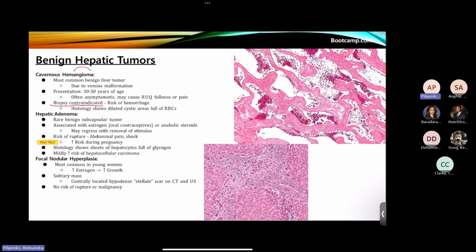Then we have hepatic adenoma. Okay, for some reason, hepatic adenoma develops during the pregnancy or especially in women who were taking oral contraceptives before. FNH, you will also learn focal nodular hyperplasia, right? It's probably one of the cases where the epidemiology would be helpful. It's young women with some liver diseases. You think about FNH. Okay.